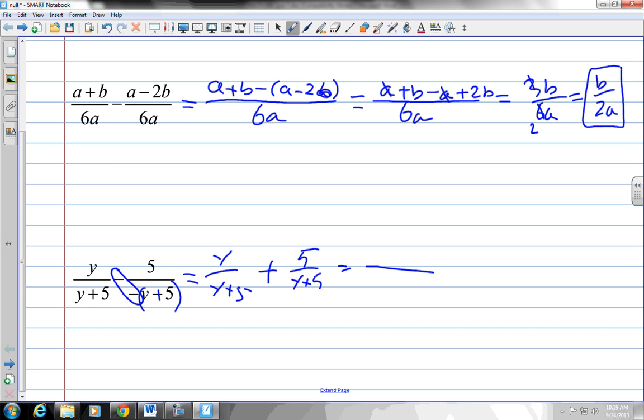So now denominators are the same, right? y plus 5, y plus 5. So you put it together, and you get y plus 5 over y plus 5, right? Equals 1. If your numerator is the same as the denominator, the fraction always comes out to be 1. And again, we're canceling the entire term. It's not like y with y, 5 with 5. We cancel y plus 5 with y plus 5. Is that okay? Make sense?